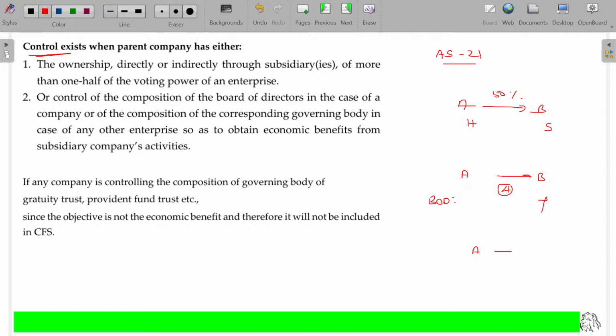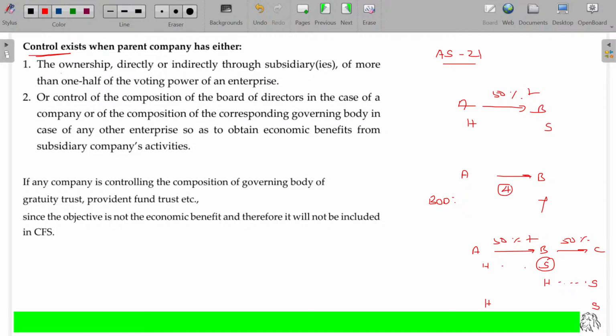And A holds more than 50% in B. B holds more than 50% in C. What happens then? B is the subsidiary company and A is the holding company. Between B and C, B becomes the holding company, C becomes the subsidiary company. Is that okay? And between A and C, A is the holding company, C is the subsidiary of a subsidiary, or simply a subsidiary company. This is a direct subsidiary. This is the subsidiary of a subsidiary, indirectly controlled. Okay. Hope now you will be able to understand.